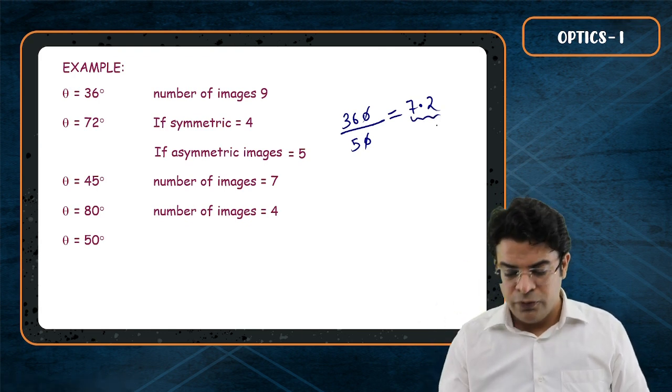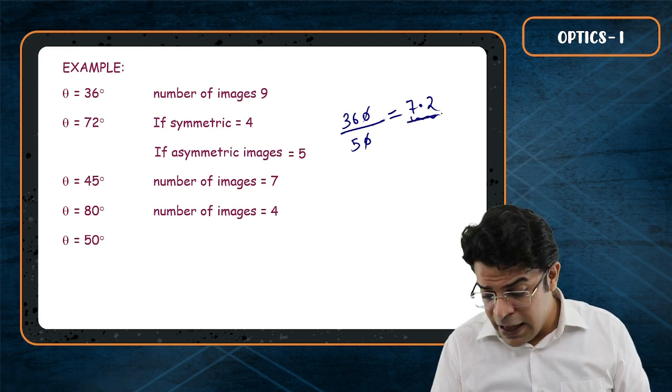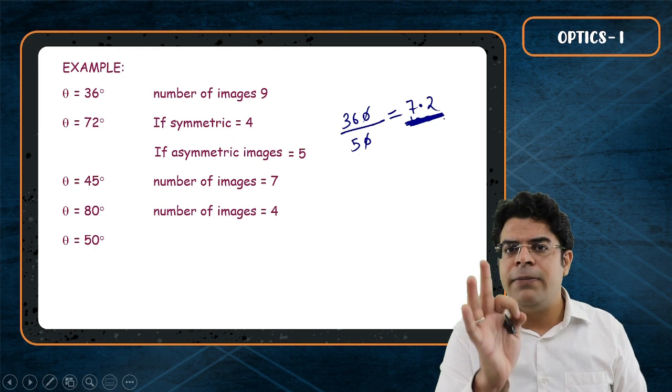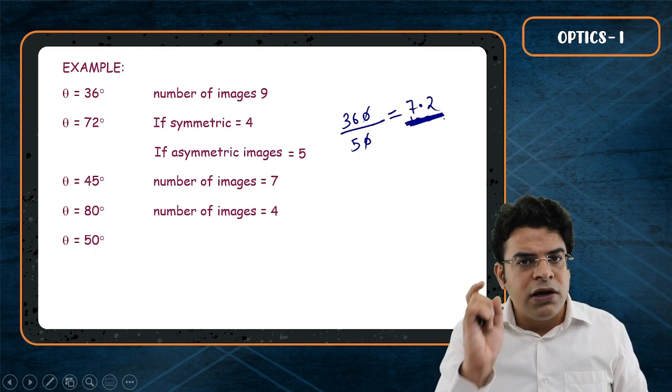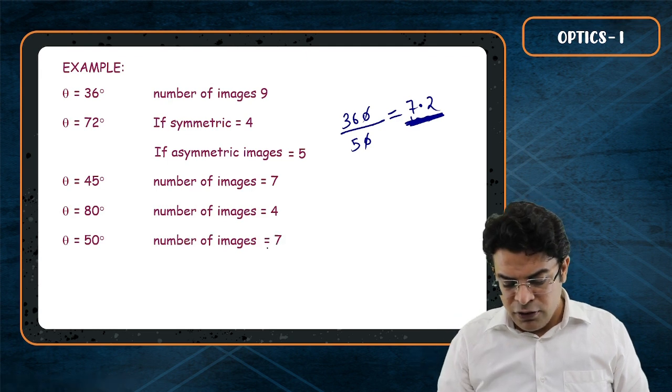So you get 7.2. Now again, you got a fraction. If m comes out to be 7.2, how many images will be formed? So think of the greatest integer smaller than 7.2, that is 7. So you will say that the number of images will be 7.